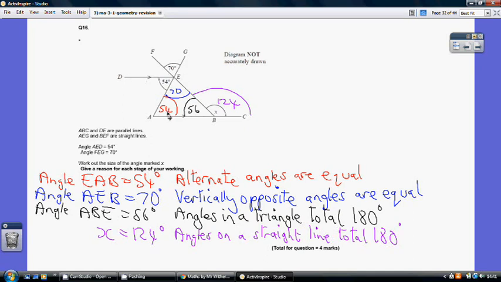Now once I've established this, I've then moved on to the blue one, and because that's 70, the angle AEB must also be 70 degrees because vertically opposite angles are equal. Remember to use the word vertically. Having worked out the 54 and the 70, this must be 56 degrees, and the reason for that is angles in a triangle add up to 180 degrees. And having established that this is 56, x must be 124 because angles on a straight line add up to 180 degrees. So 4 angles worked out, 4 reasons given.